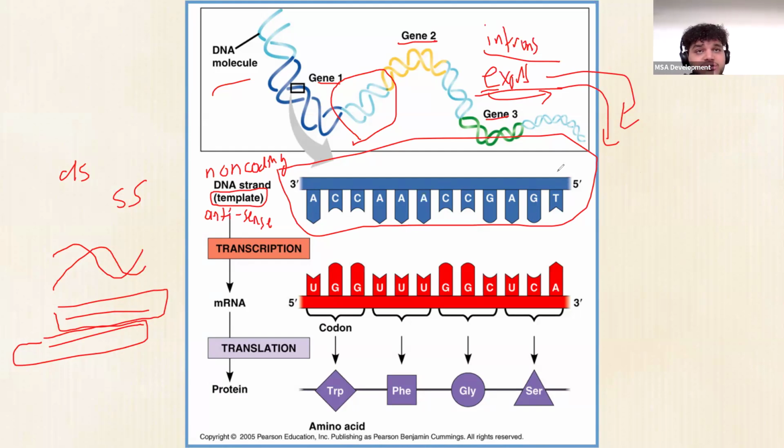So here we said non-coding, the other one is coding. Anti-sense, the other one is sense. Template, the other one is anti-template. Okay? What's the difference between the two? Let me find the anti-template strand, the other template for this one right here, okay?